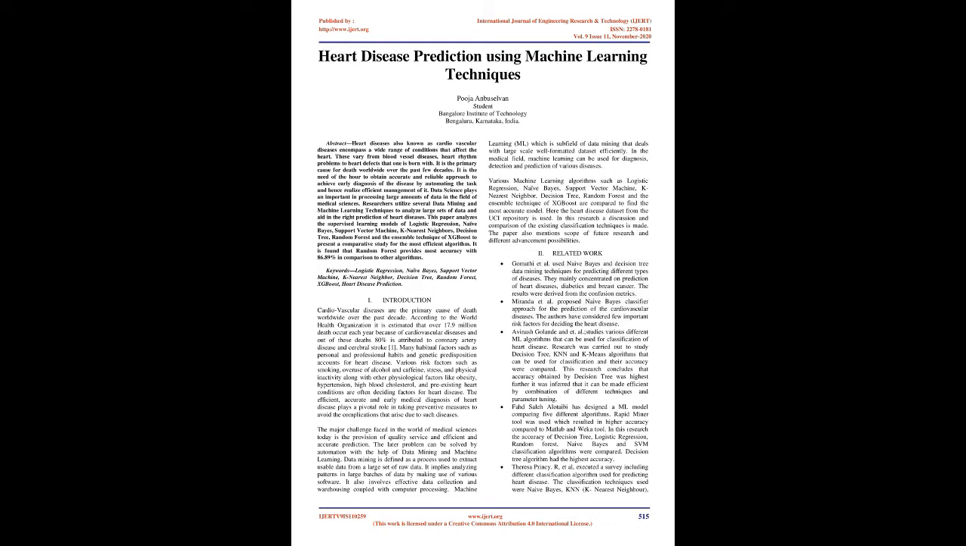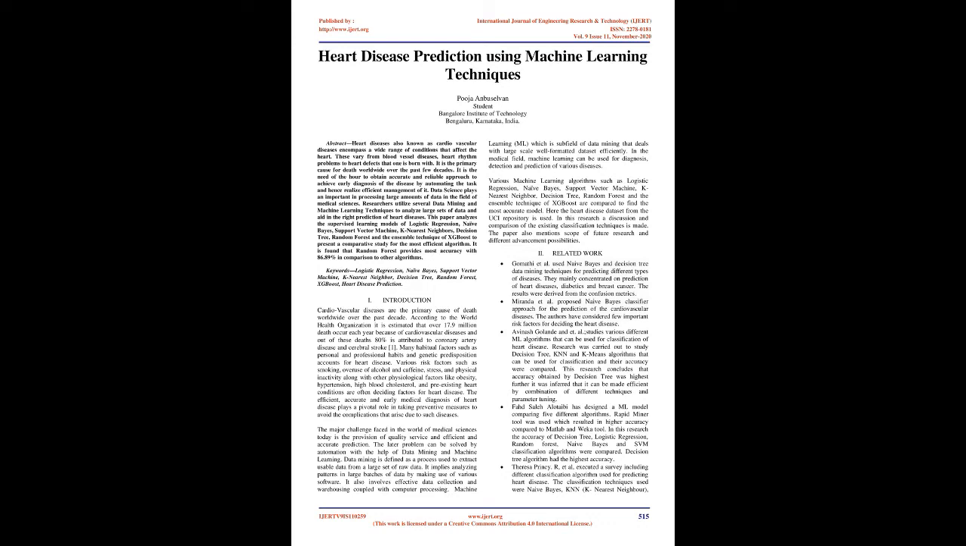It is the primary cause of death worldwide over the past few decades. It is the need of the hour to obtain an accurate and reliable approach to achieve early diagnosis of the disease by automating the task and hence realize efficient management of it. Data science plays an important role in processing large amounts of data in the field of medical sciences.